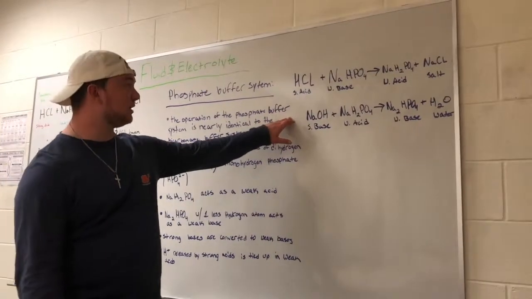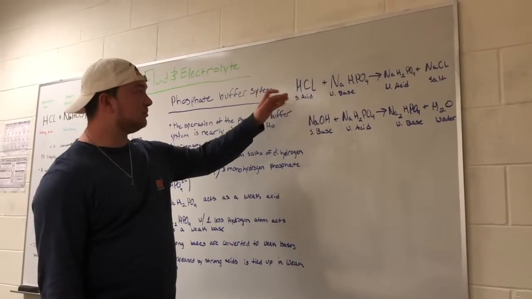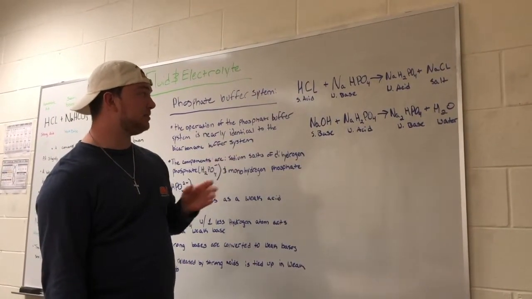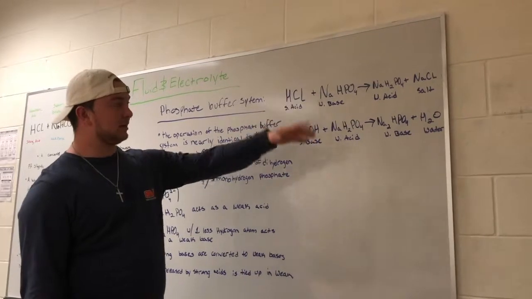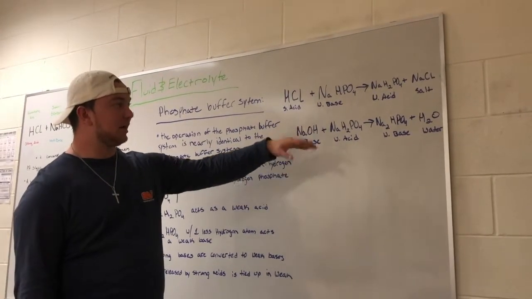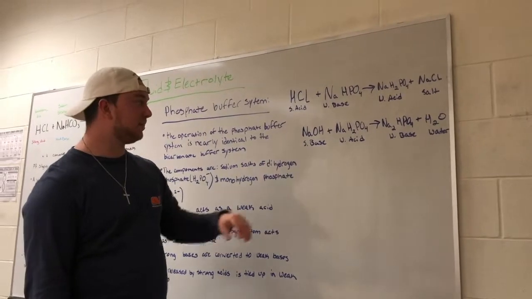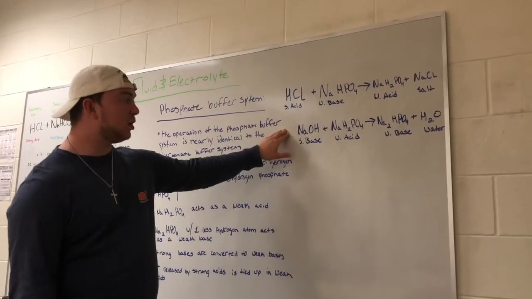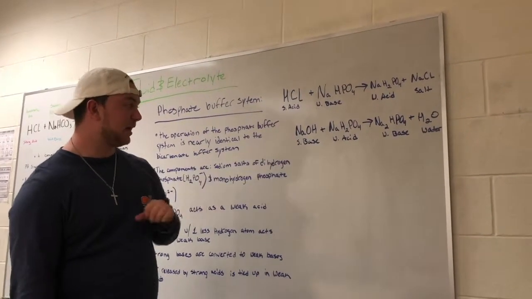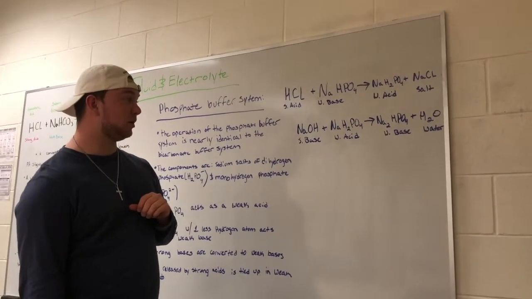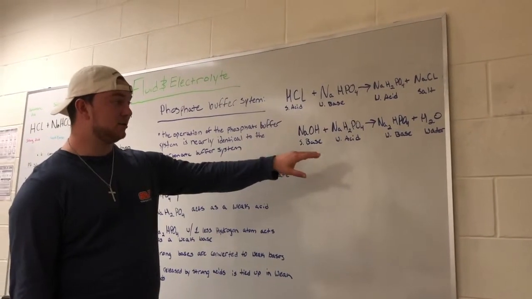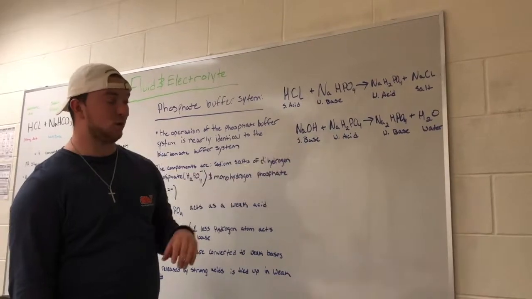Then we've got the chemical equations, which are HCl plus Na2HPO4, and that makes NaH2PO4 plus salt, or NaCl. And then we've got NaOH plus NaH2PO4, which creates Na2HPO4 and water, or H2O.